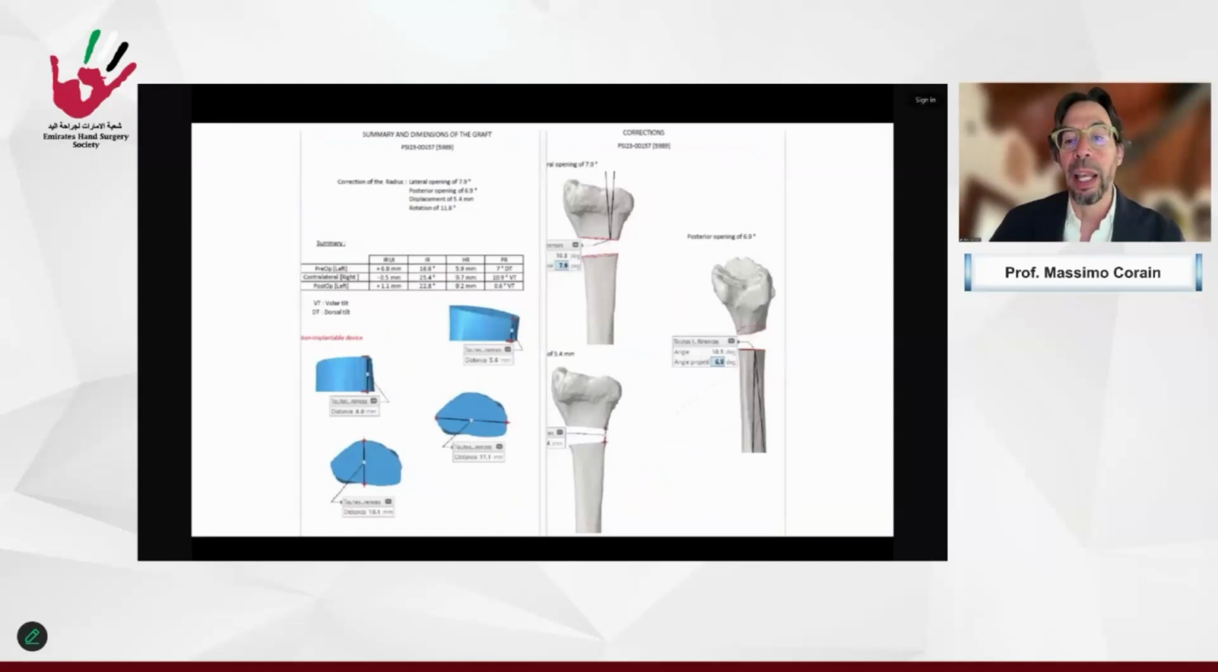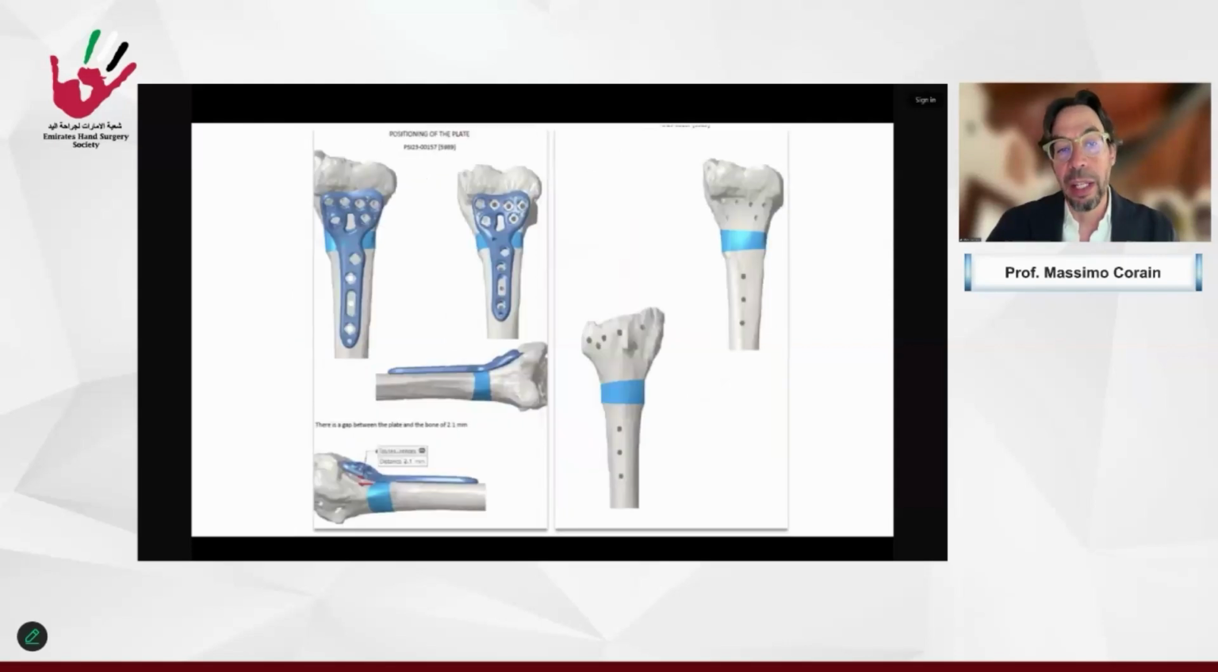And so I can see that we have a gap that has to be fixed with a graft, but I can have a perfect shape of the graft that is very useful during the surgery. And then this kind of malunion can be fixed with a normal volar plate. It's not necessarily a custom one.